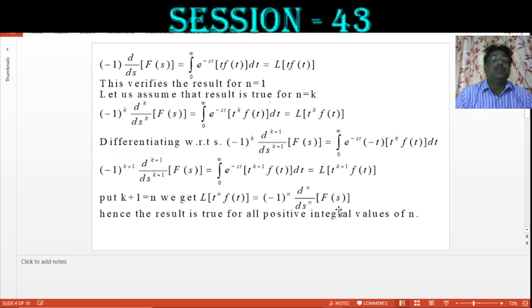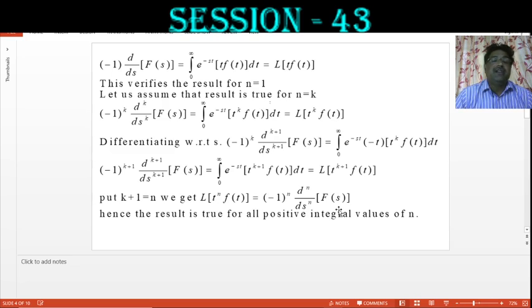Now, by definition, the right hand side quantity we can write as L of t into f of t. Now, we are getting in this step L of t into f of t is minus 1 into d by ds of capital F of s. Here t to the power 1 is there, therefore minus 1 raised to 1 itself. That can be written as minus 1 into d by ds of F of s. Now, this verifies the result for n equal to 1.